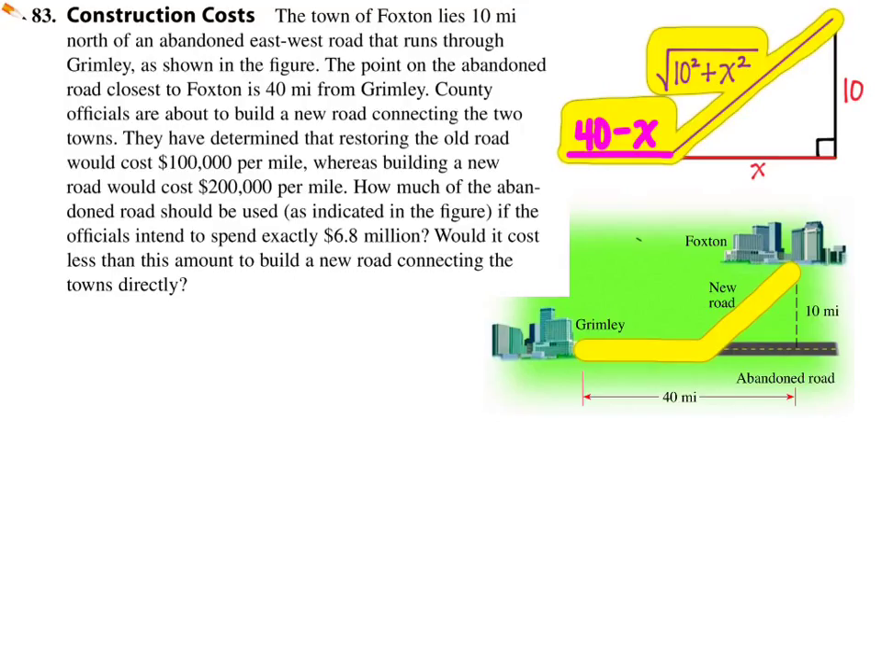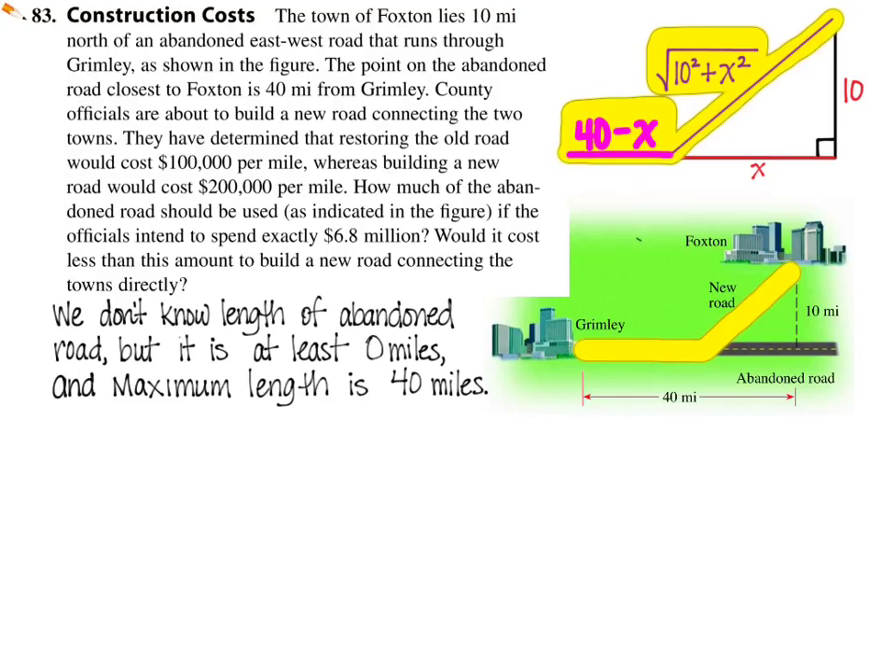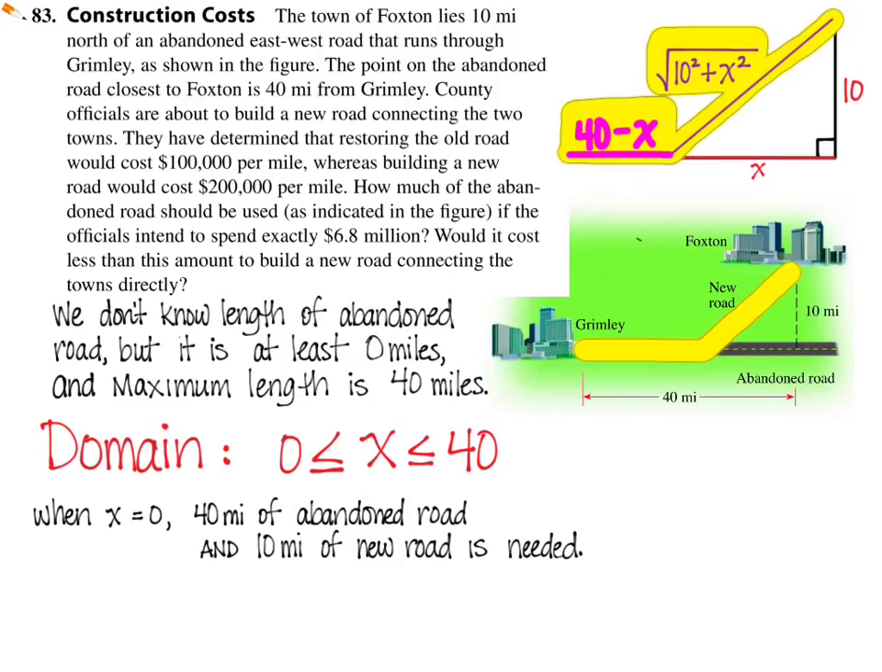And we need that construction to cost us, as it says in the problem, $6.8 million. So the first part of a big application problem like this is to really understand what is going on in the question. We don't know the length of the abandoned road used, but it's got to be at least 0 miles, meaning we could use none of the abandoned road, or we could use all of it, the maximum length. That helps us understand that the domain of this function, this x, is between 0 and 40 miles, including 0 and 40. But what does it mean when our x is 0?